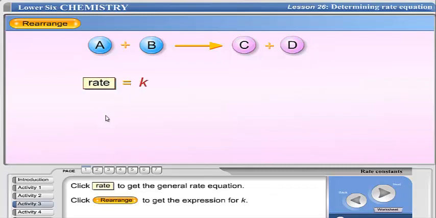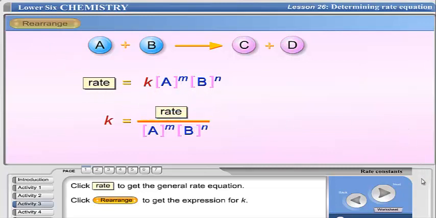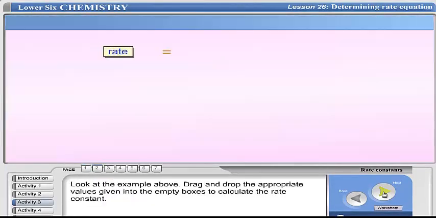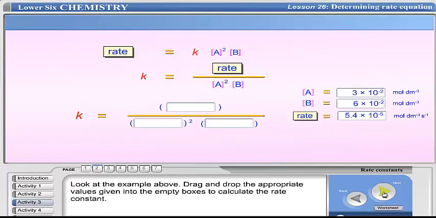Click Rate to get the general rate equation. Click Rearrange to get the expression for K. Look at the example above. Drag and drop the appropriate values given into the empty boxes to calculate the rate constant.